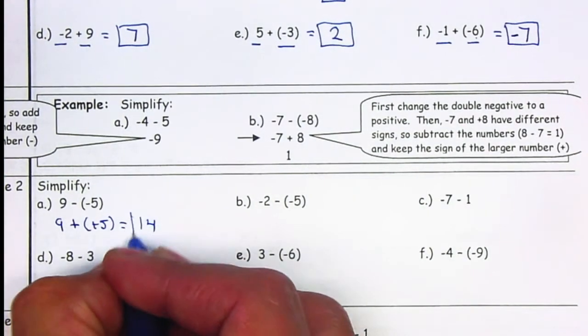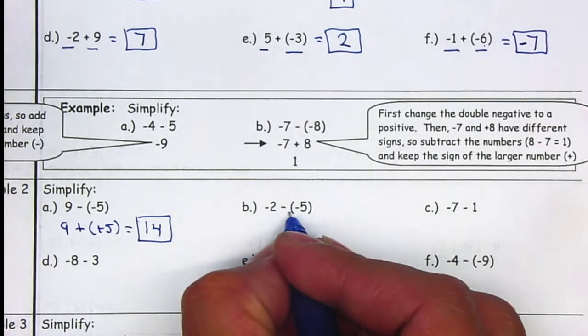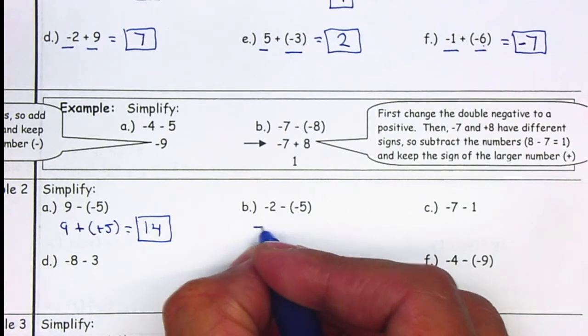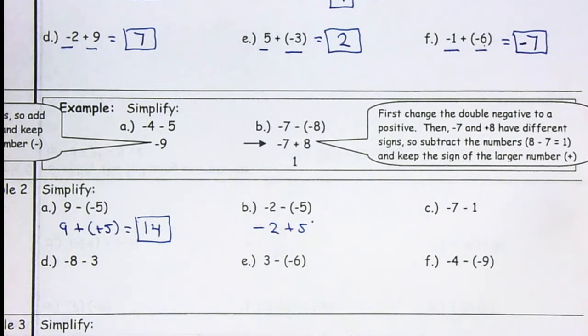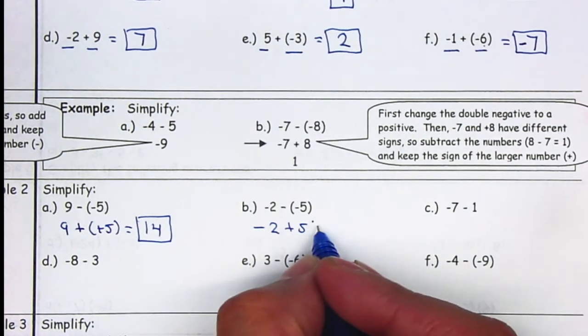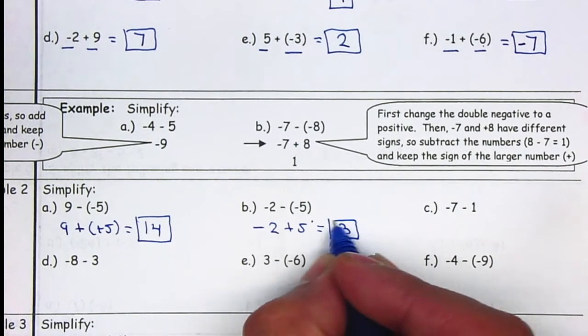we keep the sign of the bigger number. But to make it much easier, at this point we know that if we have two negatives, we can just make that into a positive. So let's go and rewrite it. 2 negatives becomes a positive. They have different signs, so we subtract, and we keep the sign of the larger number. So it'll be 3, positive 3.